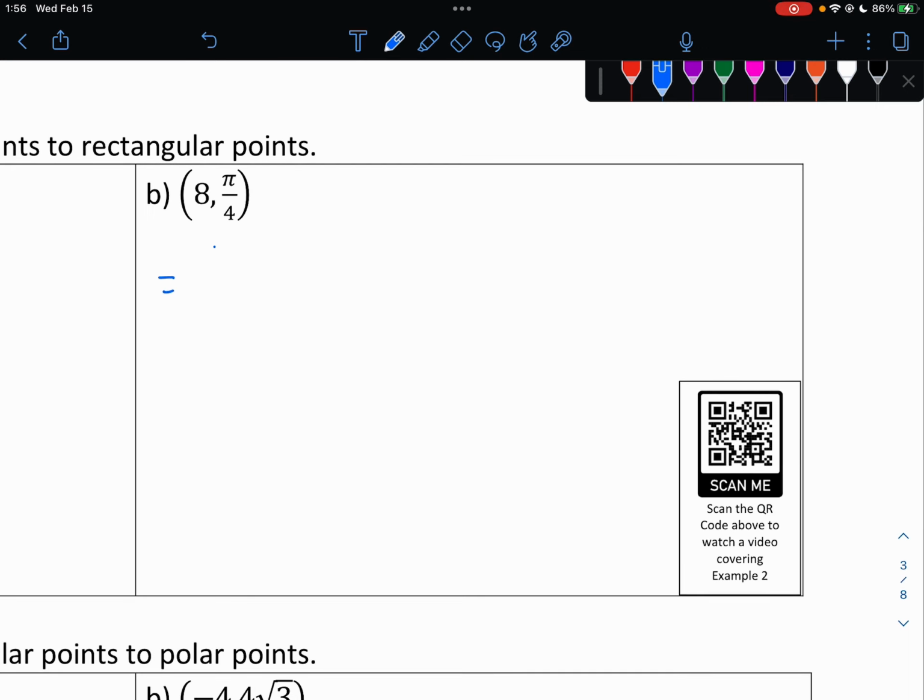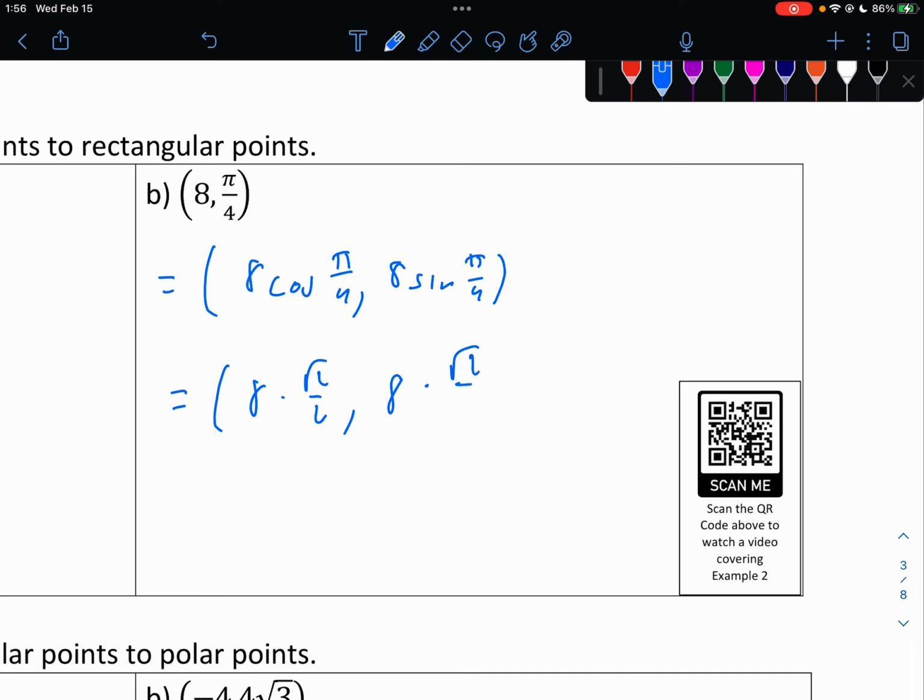For b, 8 cosine pi over 4, comma, 8 sine pi over 4. So that's 8 times root 2 over 2, comma, 8 times root 2 over 2, which is 4 root 2, comma, 4 root 2.